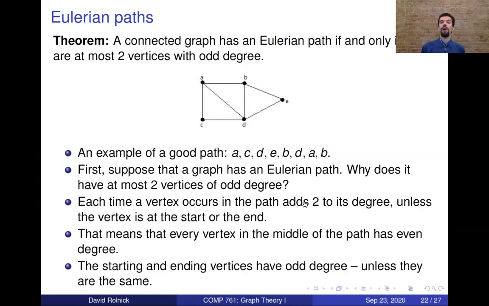Starting and ending vertices have odd degree unless they're the same vertex, in which case there are no vertices at all with odd degree. That's called an Eulerian circuit.